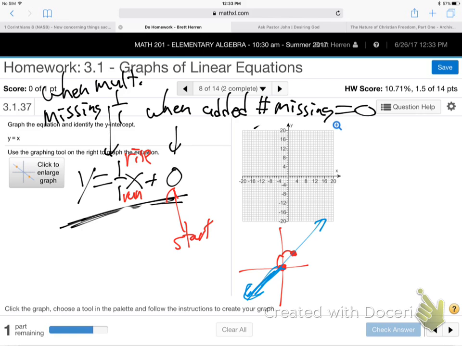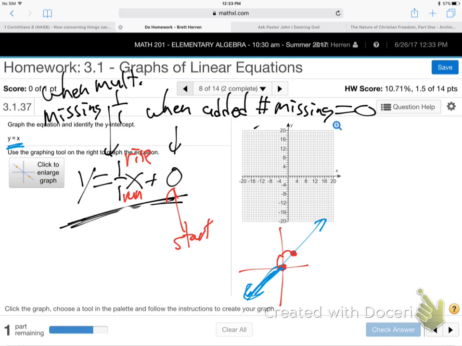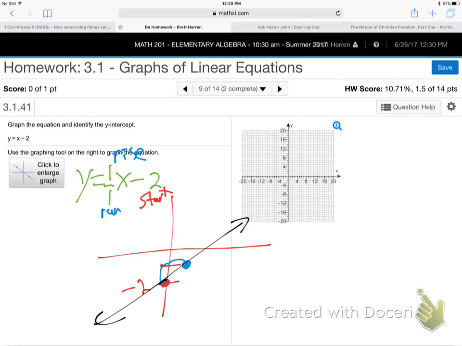All right, let's take a look at those. So there's 13. 6y plus 5x is minus 18. All right, we're still graphing, but this one's got something different going on. What's different about this one compared to all the other ones we've graphed today? Shall we look back, if you're not sure? So look at this equation.